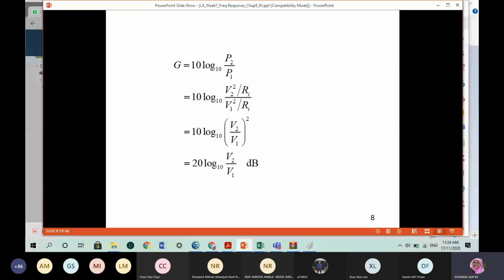Then we bring the power outside, and you can bring the 2 in front of the function. Therefore, you will have 20 log 10 of V2 over V1, and the unit now becomes dB. So the calculation of gain is always 20 log of the magnitude of V2 over V1, and V2 over V1 is simply the gain of a circuit. From the gain equation in dB units, you do not need to plug in the value of the resistance. Simply take the ratio of the output voltage over the input voltage, times 20 logarithm of that ratio, to produce a dB value of the gain.